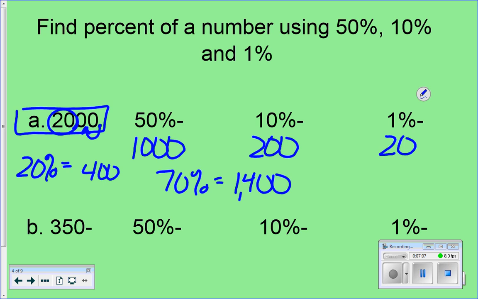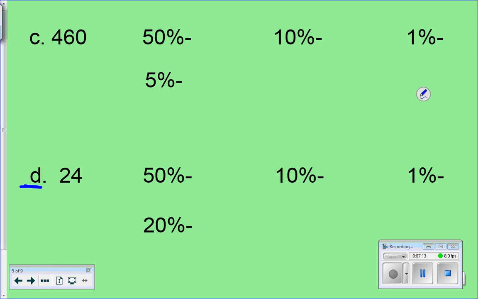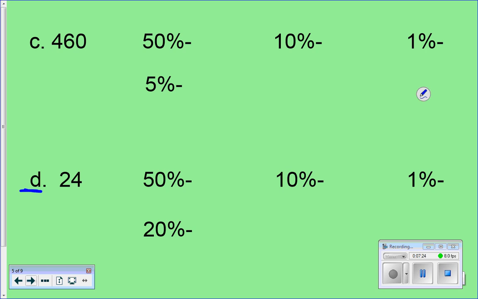Let's try another one. Let's do D. Let's do this one. I didn't do 70. 70 would have been 1,400. Let's do this one. 24. First of all, what's 50% of 24? 12. All right.